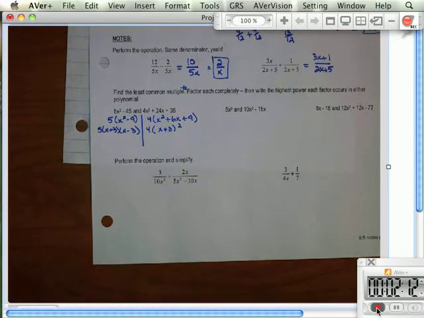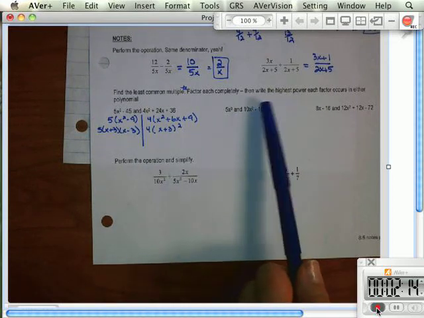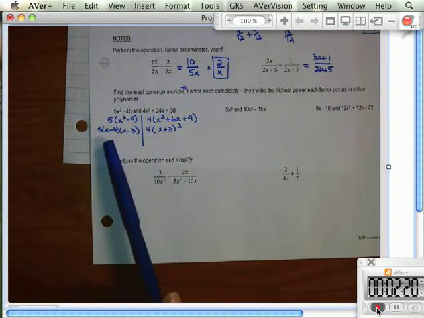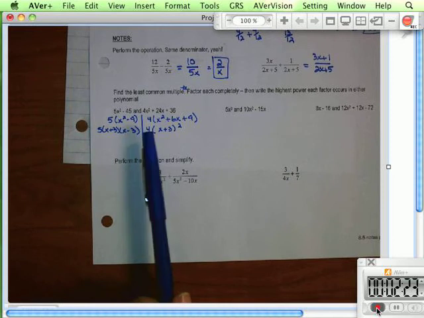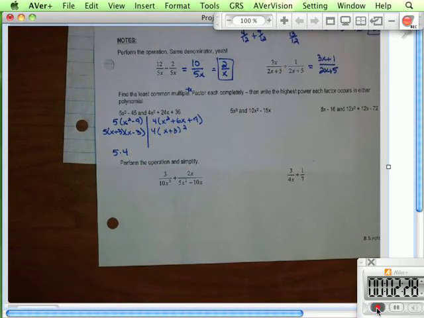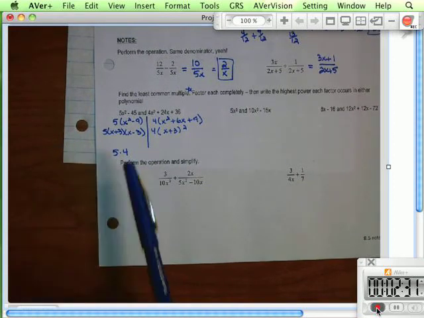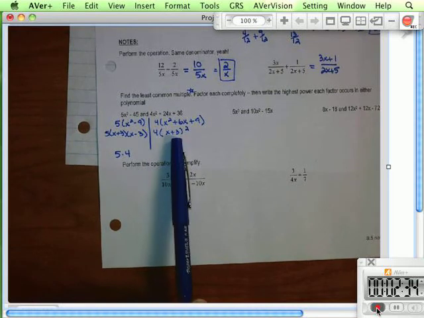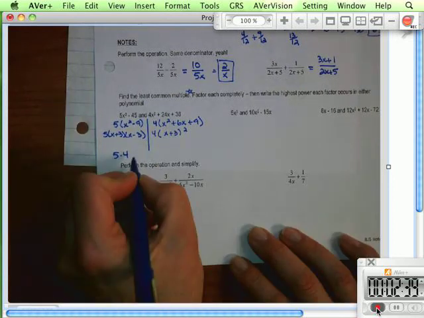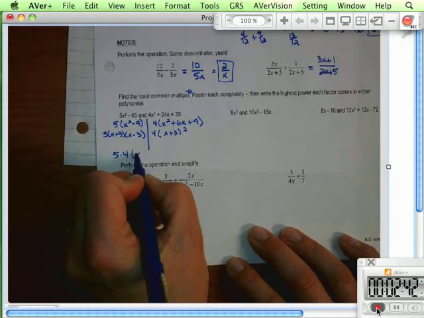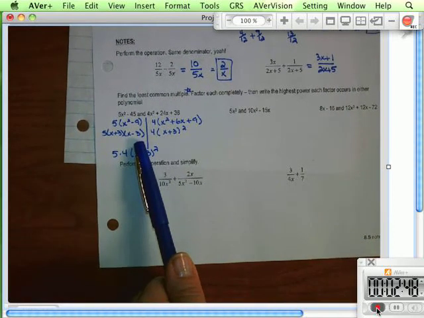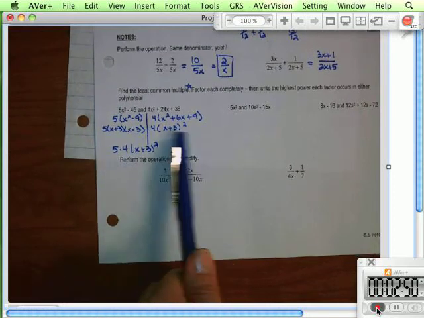Okay, now these directions say factor each completely, which I did. Then write the highest power of each factor that occurs in either polynomial. So 5 and 4 are going to come down because they have the same power, so they're just part of the answer. You have to bring those down. But then you look at these factors and say, here's x plus 3 and here's x plus 3. This has a squared on it, so this is what I'm going to bring down. The highest power that each factor occurs. So x plus 3 squared is also part of the answer. This one doesn't have another one, but it's got to come down.